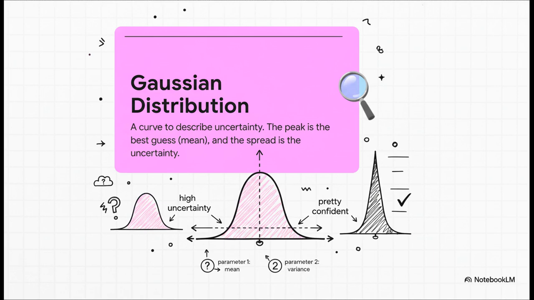The whole idea here is that we can represent all that fuzzy uncertainty with this one shape. And why is that such a game changer? It's all about simplicity. See, a bell curve is defined by just two numbers. The mean, that's the peak, our best guess, and the variance, which is just how wide the curve is. So a wide, flat curve, we're not very sure. A tall, skinny spike, we're feeling pretty darn confident.